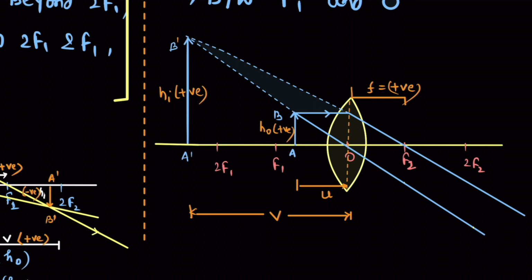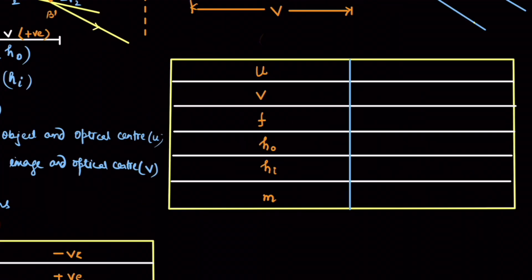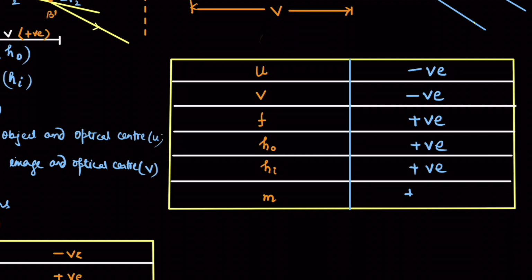So if we write it in the table, U will be considered negative, V will be considered negative, F is positive, height of object is positive, height of image is positive, and M will be positive because it forms a virtual image. So this is the sign convention for a convex lens. Let's move to the sign convention for the concave lens.